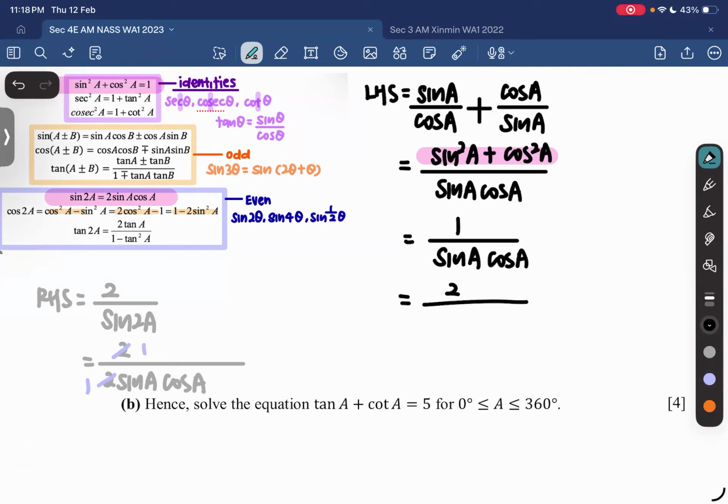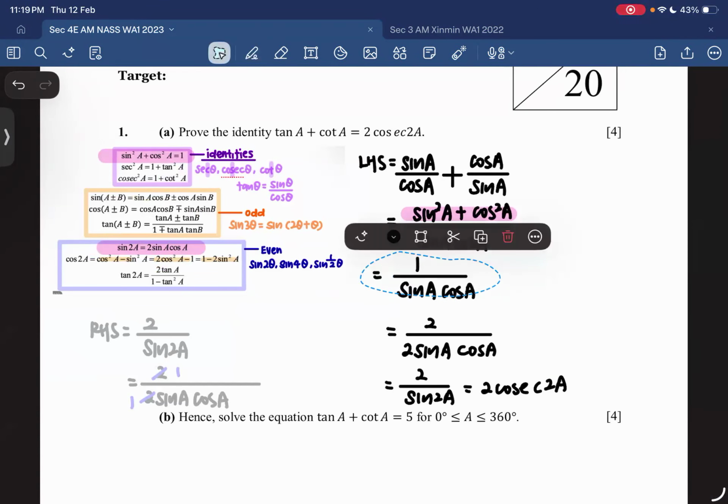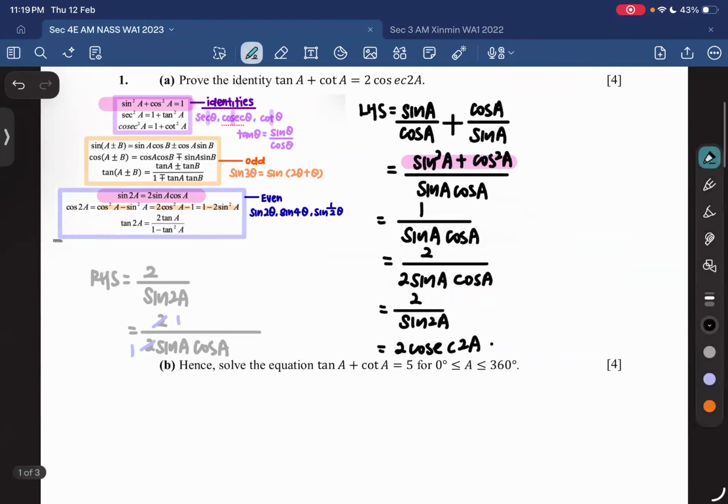So I can just do it from here, copy, right? So 2 sine A cosine A, 2 over sine 2A, almost there. 2 cosecant 2A equals to right hand side and then shown. Okay, so I'm going to squeeze it a little bit. So equal and equal here. Then I will just put down equal right hand side and shown. Okay, so the next part shouldn't be too scary. Even if you cannot prove, you should have gone ahead to solve lah.